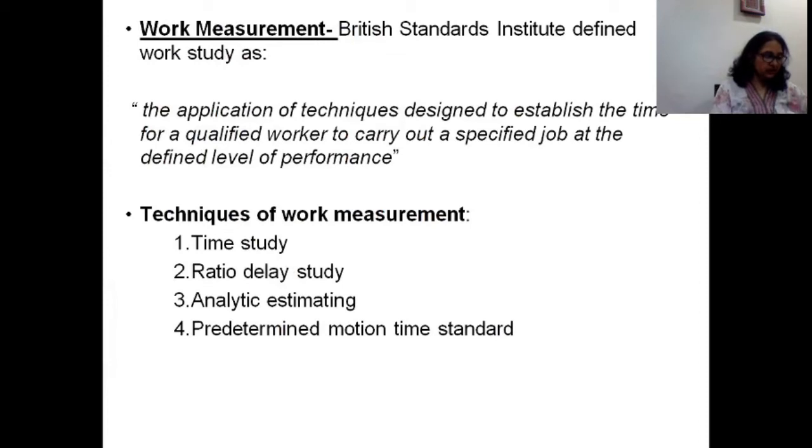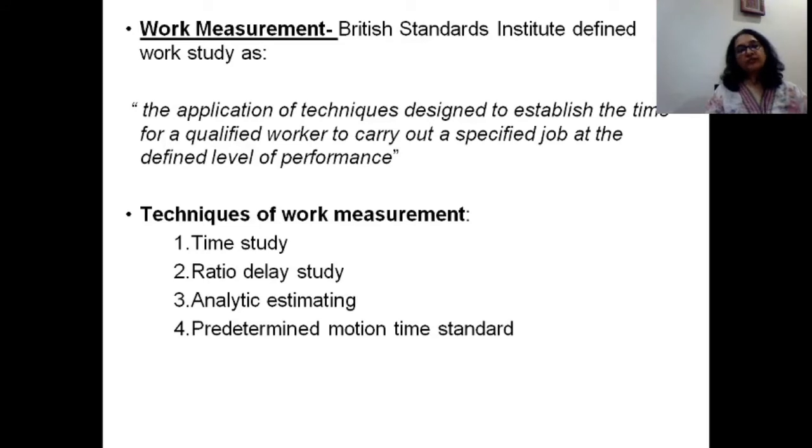Okay, now next we come to work measurement. So work measurement, again according to the British Standards Institute, has been defined as the application of techniques designed to establish the time for a qualified worker to carry out a specified job at a defined level of performance. So again, if you look at the definition, it talks about establishing time. So how much time will a qualified worker take to do a specified job at the defined level of performance?